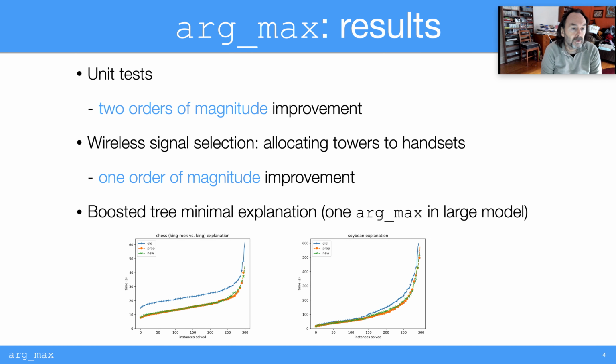So just some quick results. On unit tests we can get two orders of magnitude improvement over the existing decomposition. In some wireless signal selection, where you use argmax to work out which tower a handset is connected to, you can get an order of magnitude improvement. And if we're doing minimal explanation of some boosted tree models, the actual model only has one argmax in it in a very large model, but we can still see a noticeable improvement by using either of the new methods.